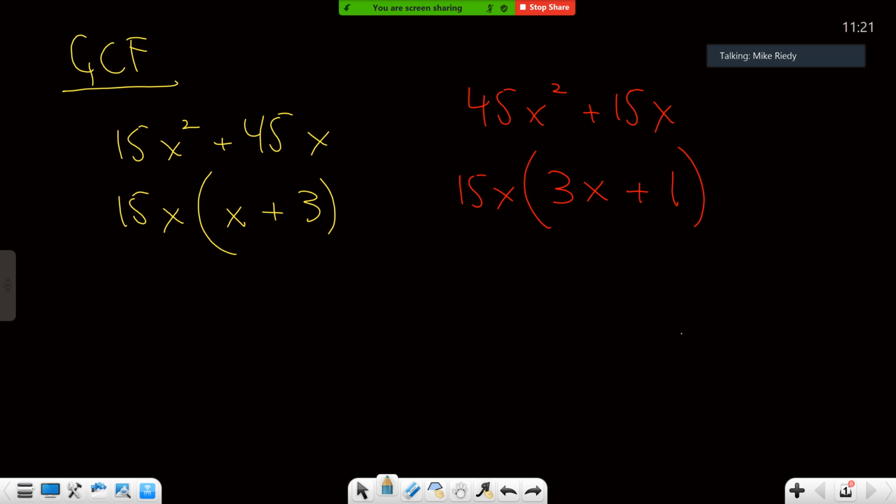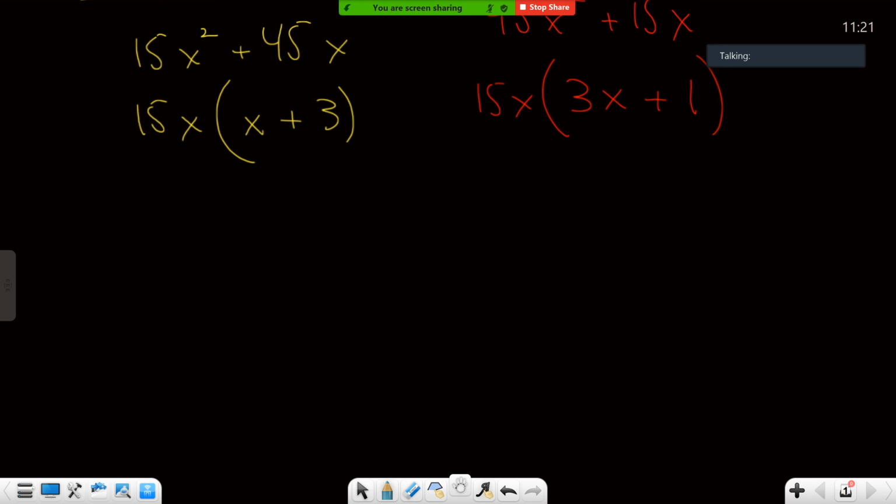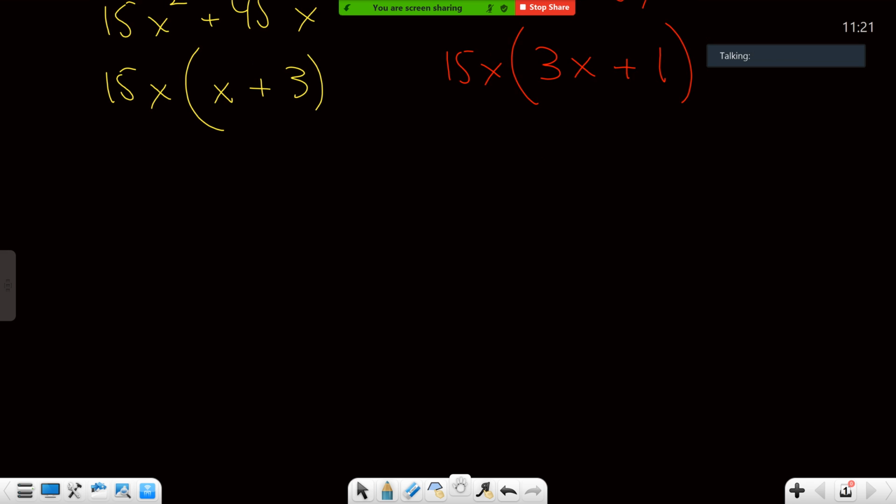Okay, next problem. Whoops. Let's make things a little bit more interesting here and introduce a different variable. Figure out what the GCF is, factor it out, and see what is left behind.